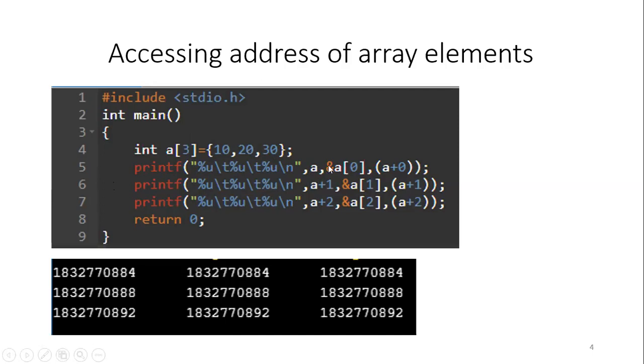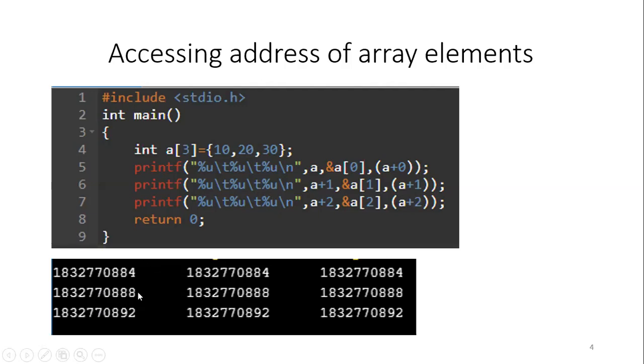So I have used 3 different ways. In the output, we can see that in all the 3 ways, it is printing the same address. Similarly, the second element of the array is stored in the memory address ending with 888. Now, if we see the difference between the first element of the array and the second element in terms of their address, the first element is at the address ending with 884 and the second element is at the address ending with 888.